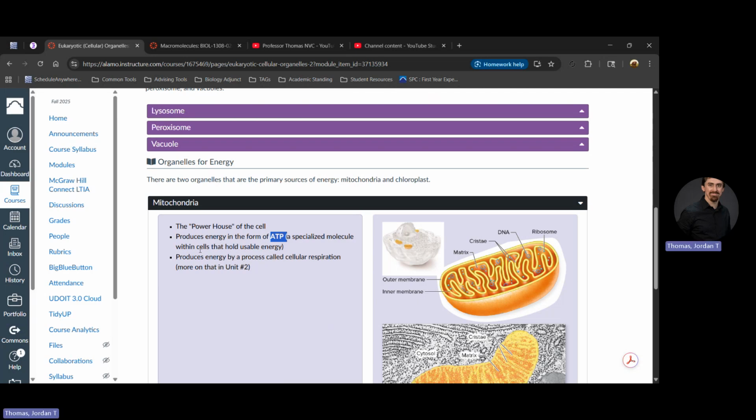So, the mitochondria produces energy through a process called cellular respiration. We'll talk more on that in Unit 2. So whenever you hear about mitochondria, think ATP, think energy, think powerhouse of the cell.